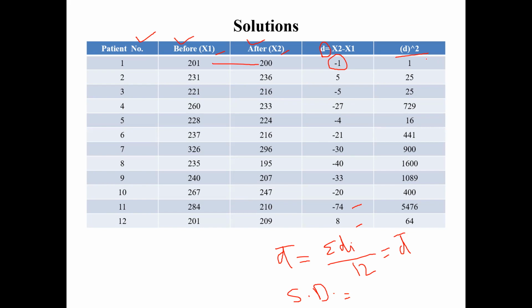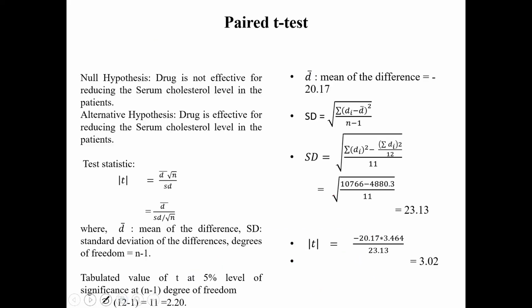So for that, we have calculated d square here. But if you are going for a different formula, you need not calculate d square. You can go for di minus d bar, and you can create that kind of table. It depends on the researcher which one you prefer, and you can go with that.